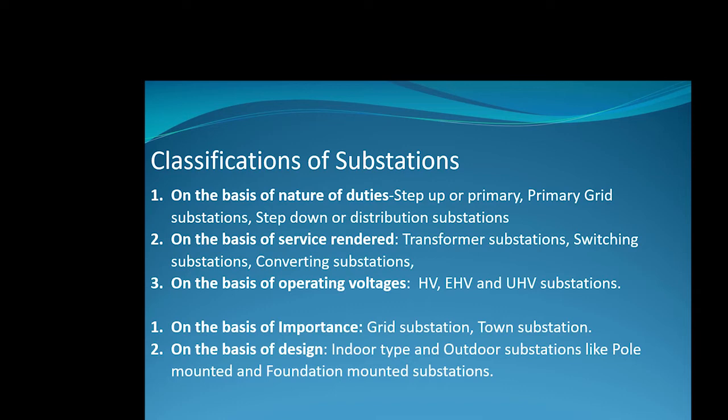Outdoor substations can again be divided into pole mounted and floor mounted. Pole mounted can be single mounted transformers, or H pole or 4 pole mounted. Transformers up to a rating of 250 kVA can be mounted on poles, but above this rating the transformers become too heavy, and we have to go for floor mounted substations. So, these are the various means by which we can classify substations.